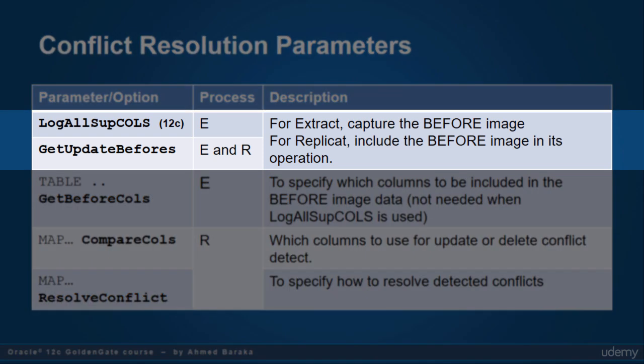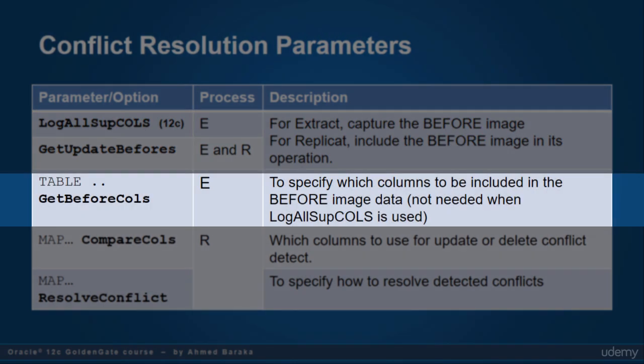The first parameter is LOGALLSUPCOLS for Oracle GoldenGate Release 12c, or GETUPDATEBEFORES for the older releases. The target of those parameters is to capture the before image values and add them to the trail files. This is the default behavior in Oracle GoldenGate 12.2.